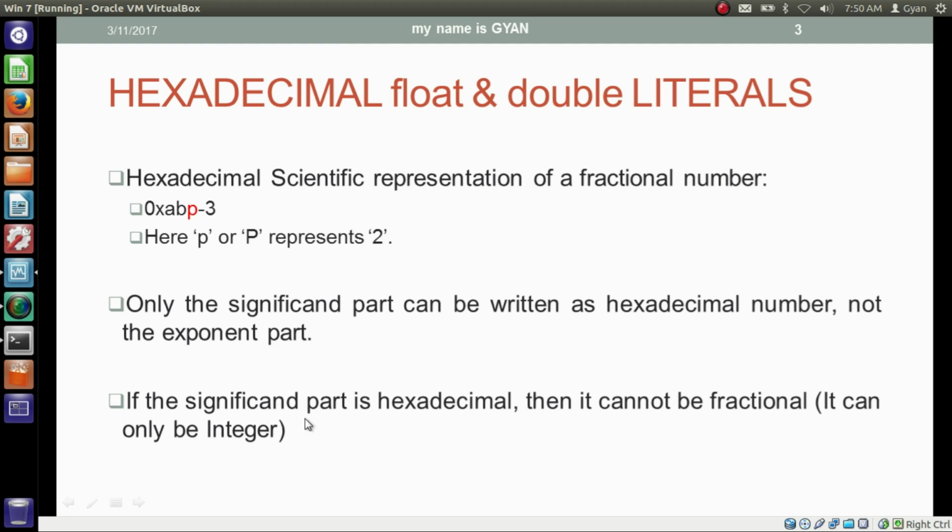If the significant part is hexadecimal, then it cannot be fractional. It can only be integer. Means if you are trying to write a hexadecimal scientific representation, then you cannot write the significant as a standard fractional representation. Means you cannot write here a point b. It should always be integer.